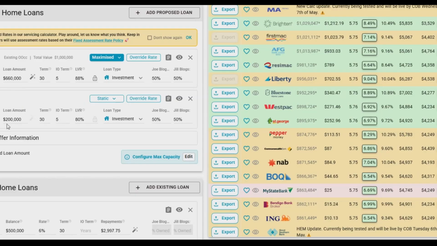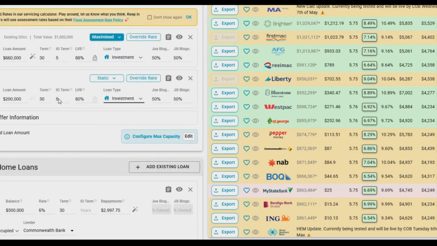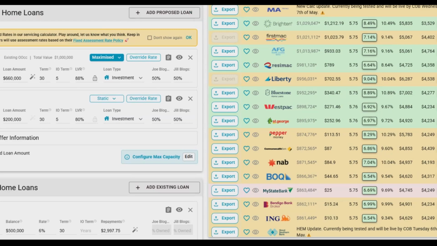So this will be the equity split. This is a $200,000 investment interest-only loan. Now, this equity is taken from their owner-occupied property over here. However, the intention for it is investment, so this makes this entire amount tax deductible. Same with the pre-approval. This is the pre-approval, the $660,000 amount. This is completely tax deductible once you've purchased the property.